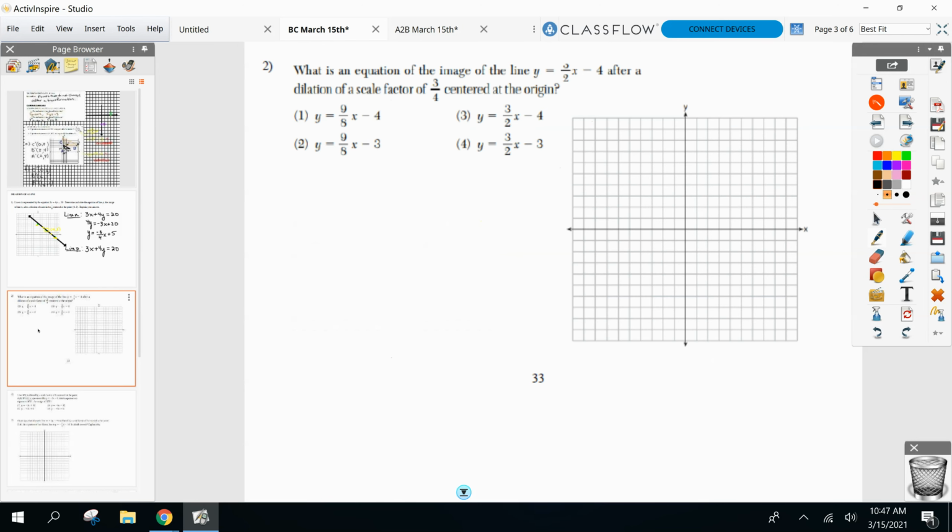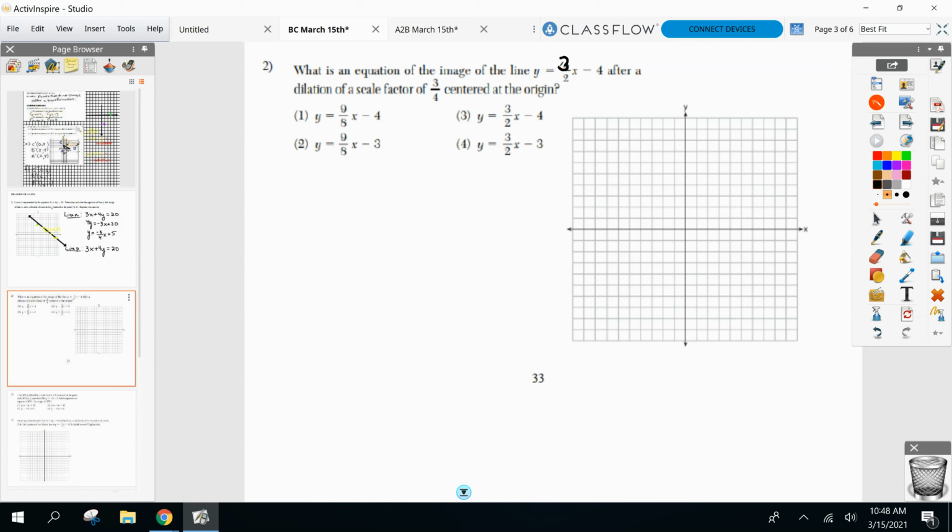Let's still dilate a line, but now around the origin. Okay, let's dilate a line again, but now it's on the origin. And that's a 3, by the way. Sorry, I got cut off somehow in your notes. That's a 3. So I'm dilating it by a scale factor of 3/4.